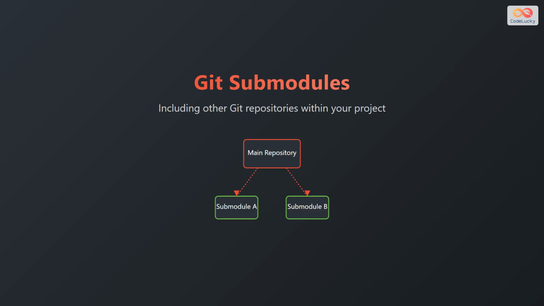In this video, we're diving into Git Submodules, a powerful feature that lets you include other Git repositories within your project. We'll explore how submodules can help you manage external dependencies, shared components, and maintain a modular project structure with independent versioning.